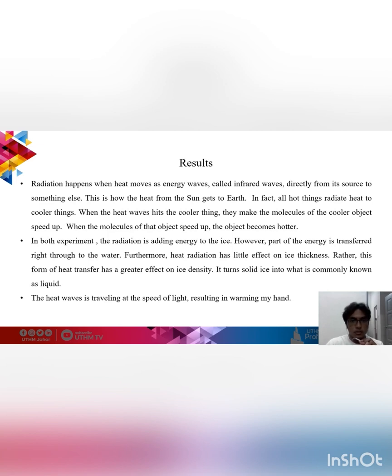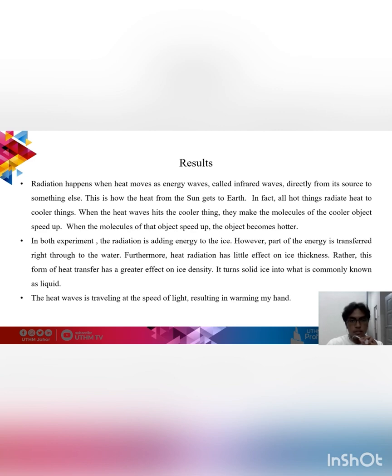Radiation happens when heat moves as energy waves, called infrared waves, directly from its source to something else. This is how the heat from the sun gets to Earth. In fact, all hot things radiate heat to cooler things. When heat waves hit the cooler thing, they make the molecules of the cooler object speed up. When the molecules of the object speed up, the object becomes hotter.